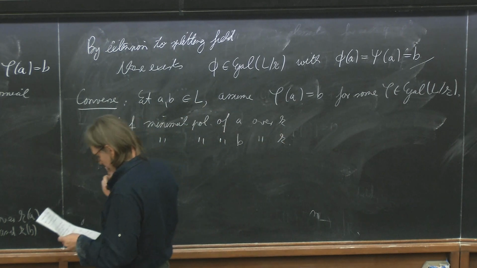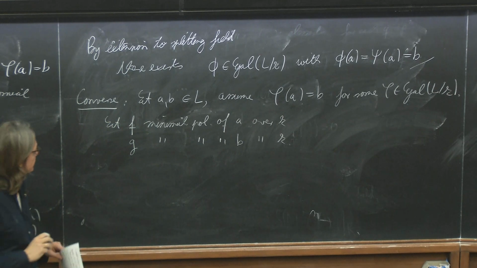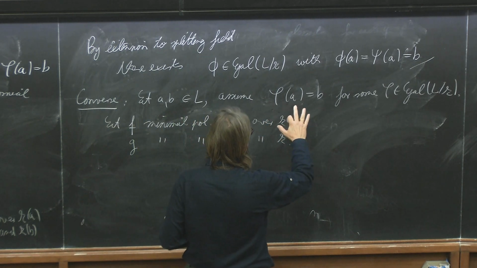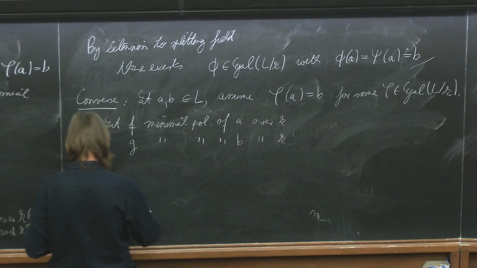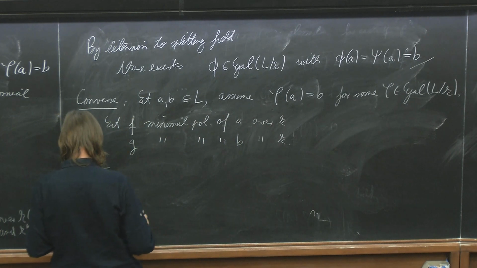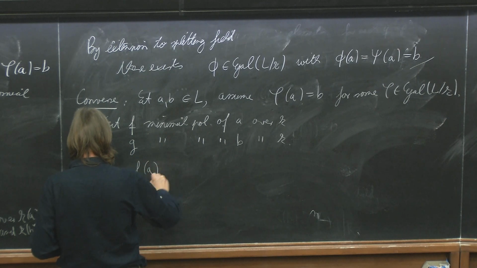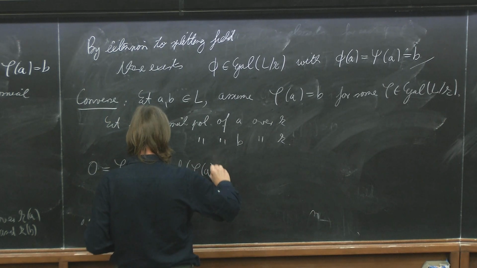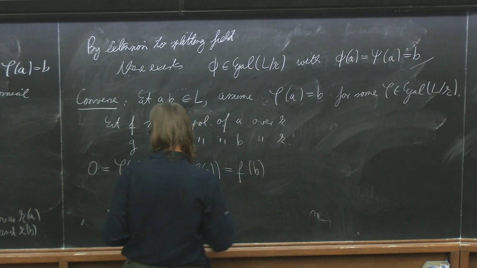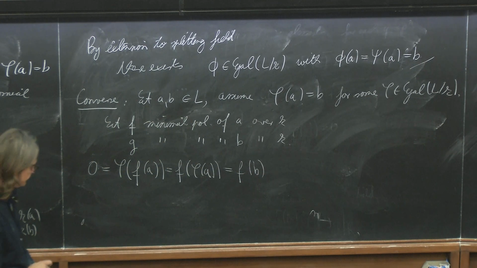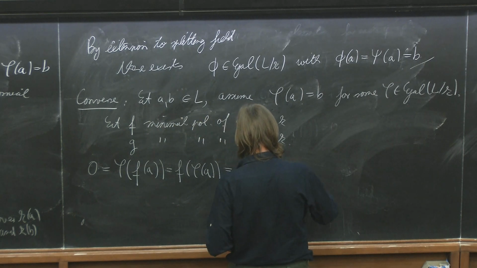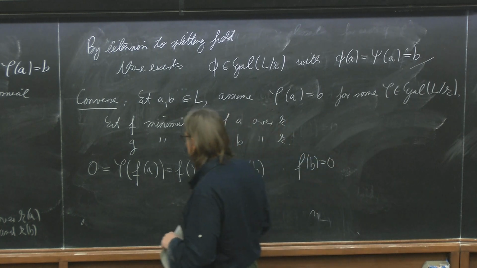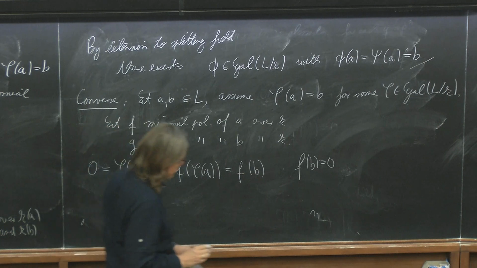So we use again the same thing. We apply phi to this. So we know 0 is equal to f of a. And so also, therefore, phi of f of a, which is f of phi of a, is f of b. So we see f also vanishes at b. So f of b is equal to 0. Thus, as g is the minimal polynomial, we have that g divides f.